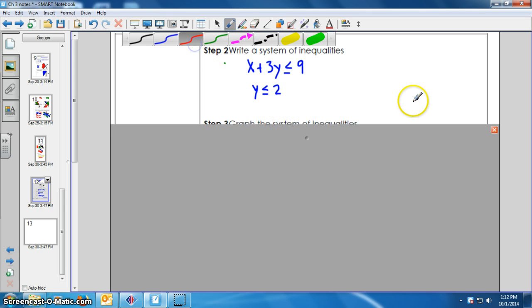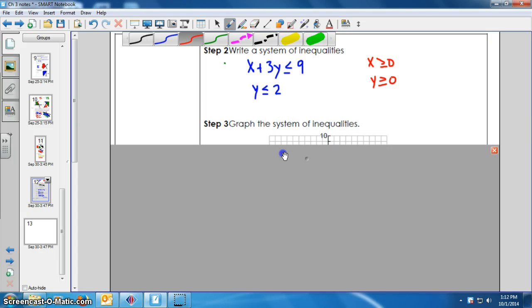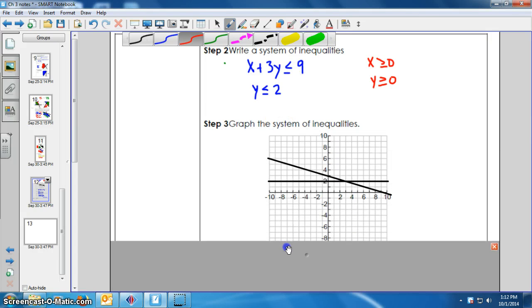And then when we talk about real world situations, we're going to talk about positives, so they can't do negative jobs. So we're going to have the restrictions of x greater than or equal to 0 and y greater than or equal to 0. Basically just sticking with that first quadrant so that our values are positives. So let's go ahead and graph this. So we have our 2 lines.